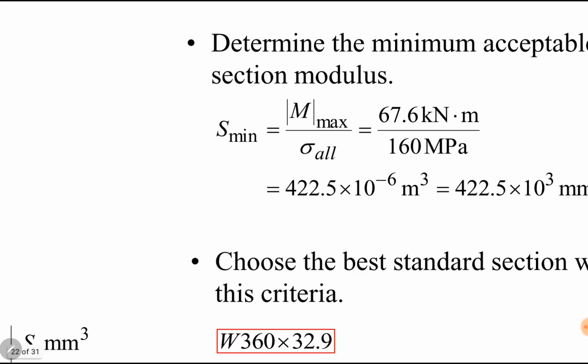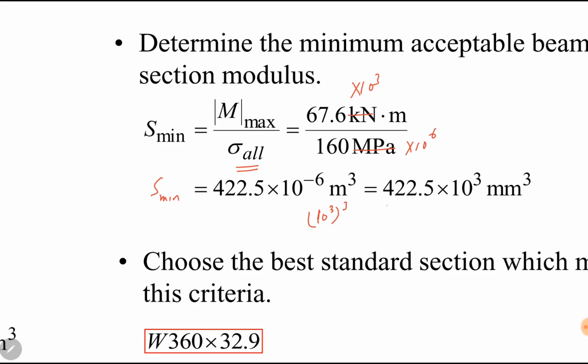67.6 kilonewton meter. Kilonewton means 10 power 3 newtons, and here sigma allowable was already given. It is 160 megapascal, so megapascal means 10 power 6 pascal. So we can find S minimum, which becomes 422.5 into 10 power minus 6 meter cube. We want to convert it into millimeter cubes. 1 millimeter is equal to 10 power minus 3 meters, so 1 meter is equal to 10 power 3 millimeters. So 10 power 3 into power 3 becomes 10 power 9, and into 10 power minus 6 becomes 10 power plus 3. So it becomes 422.5 into 10 power 3 millimeter cube.